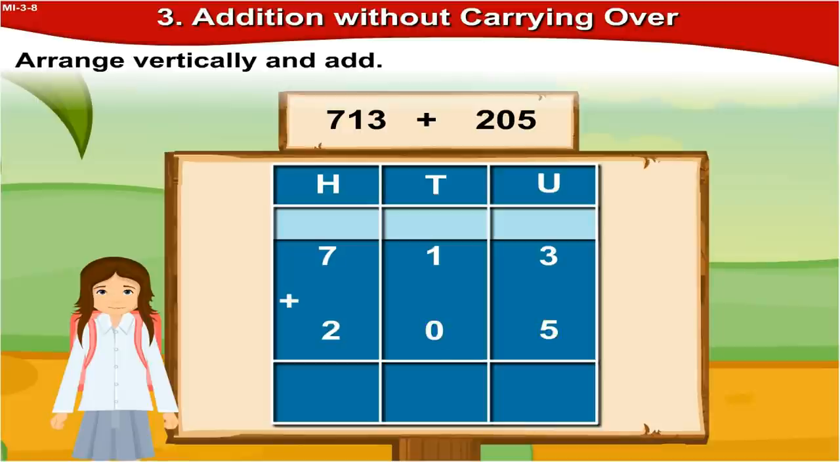Now let us begin the addition from the ones column. 3 units plus 5 units is 8 units. 1 ten plus 0 tens is 1 ten. 7 hundreds plus 2 hundreds is 9 hundreds. So the answer is 9 hundreds, 1 ten and 8 units, which means the answer is 918.